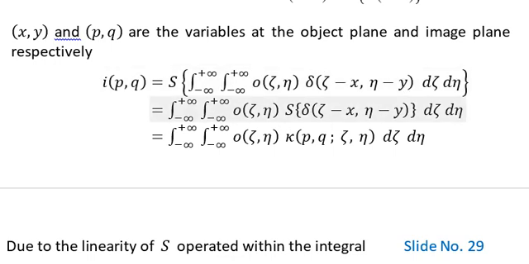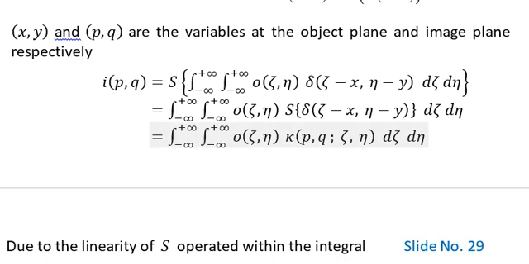So these are the integral steps where S can enter the integral, because S is a linear function. So S will operate on the variables which are the functions of x and y. So S will operate on delta at the coordinates zeta minus x comma eta minus y. And we are assuming that when S operates on the point source, the image of the point source is kappa, that we have given in the last step. Kappa at the coordinates P comma Q semicolon zeta comma eta.